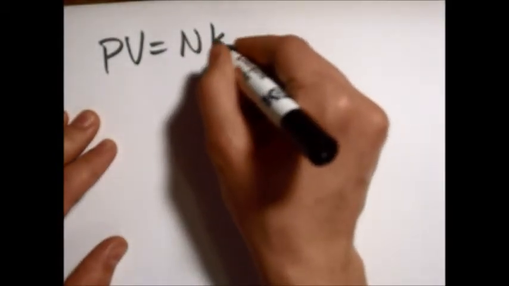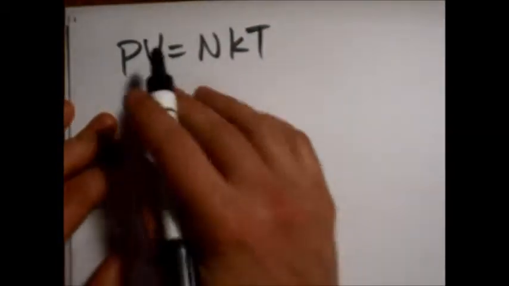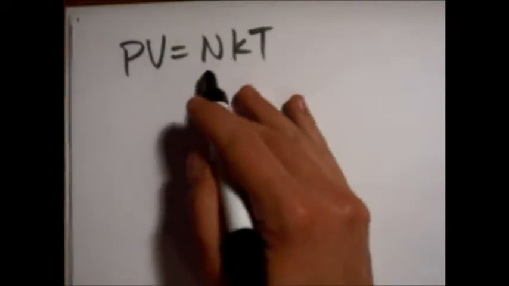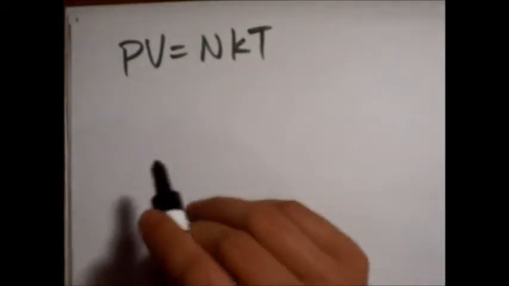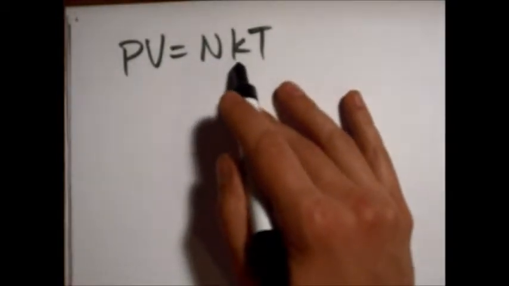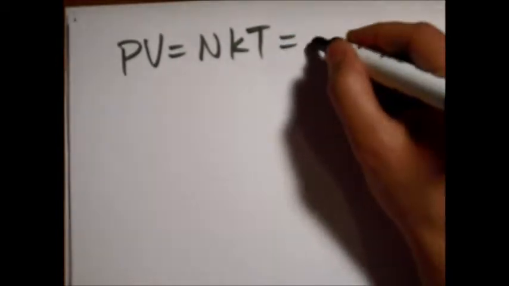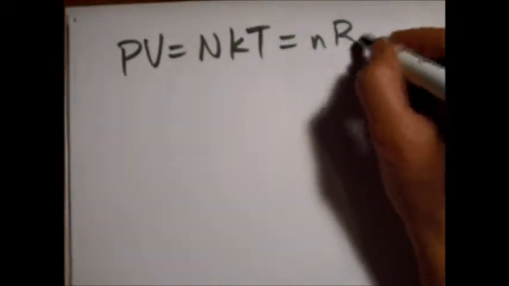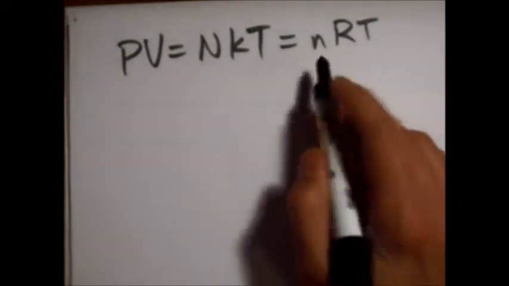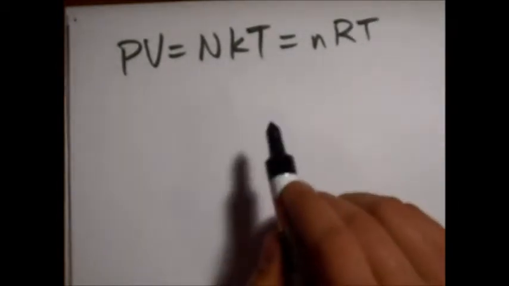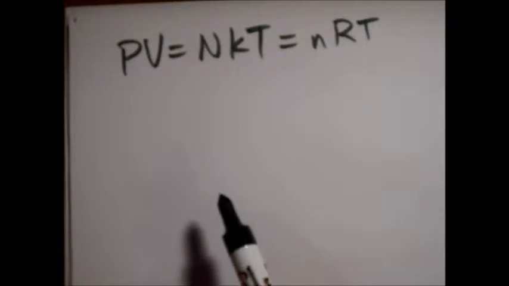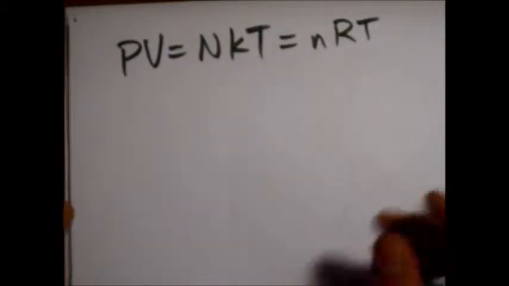I'm going to do a classical derivation of the ideal gas law. So PV equals NkT, where we have the pressure times the volume equals the number of particles, Boltzmann's constant, and the temperature. You may also see it as little n, and then RT, where this is the number of moles, and this is the gas constant. Just a different way of putting it.